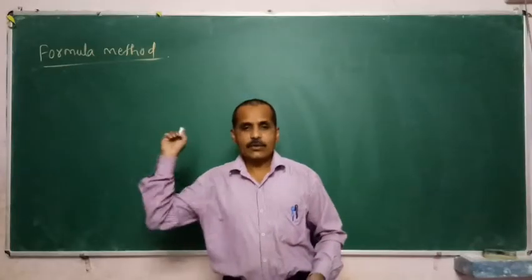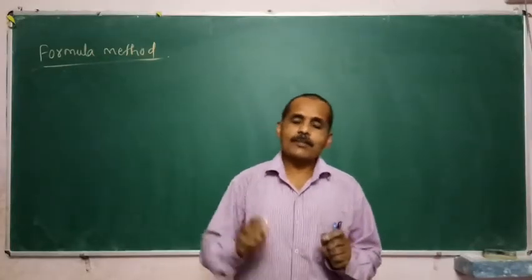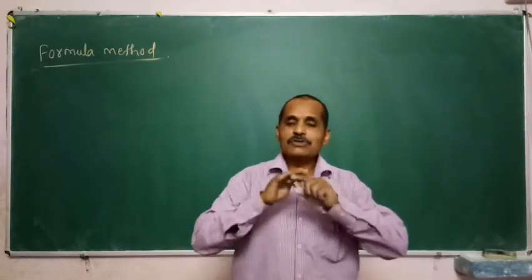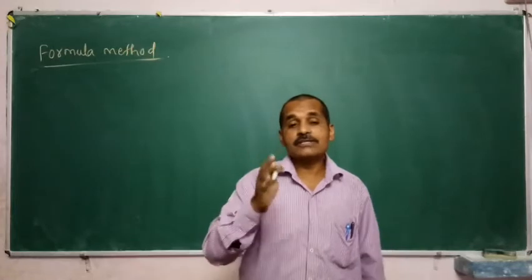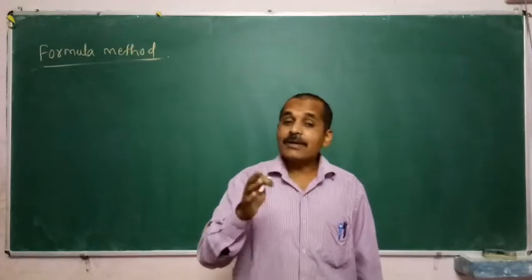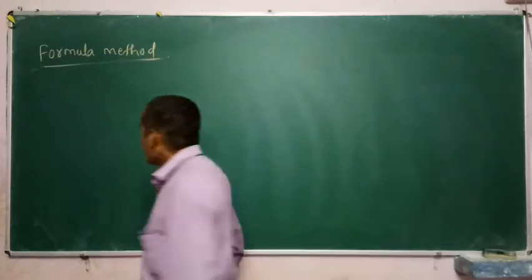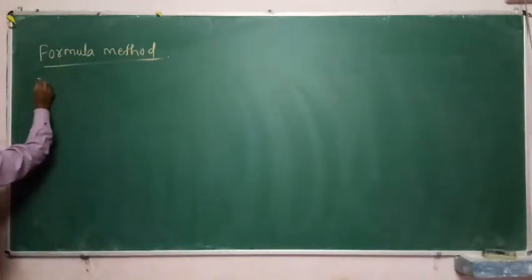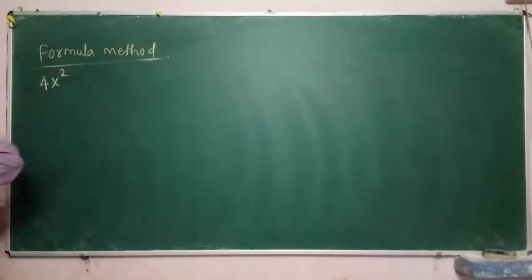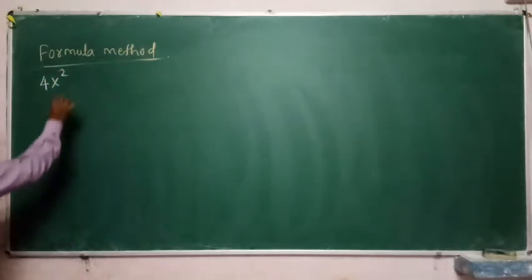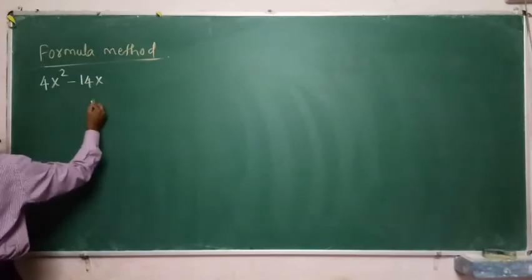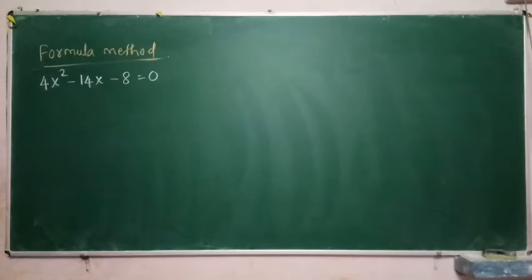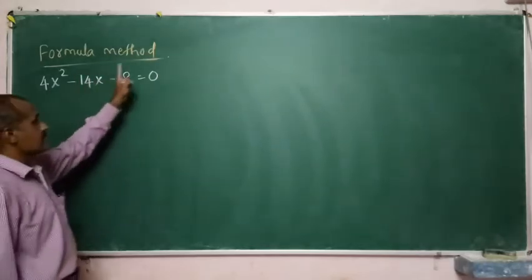Now students, let me take one problem. I will solve that problem by the formula method. Then I will take another problem. Let me solve it by all three methods so that you will understand that by any method you get the same answer. The first problem I will solve only by the formula method. Let me take 4x square minus 14x minus 8 is equal to 0. 4x square minus 14x minus 8 is equal to 0.